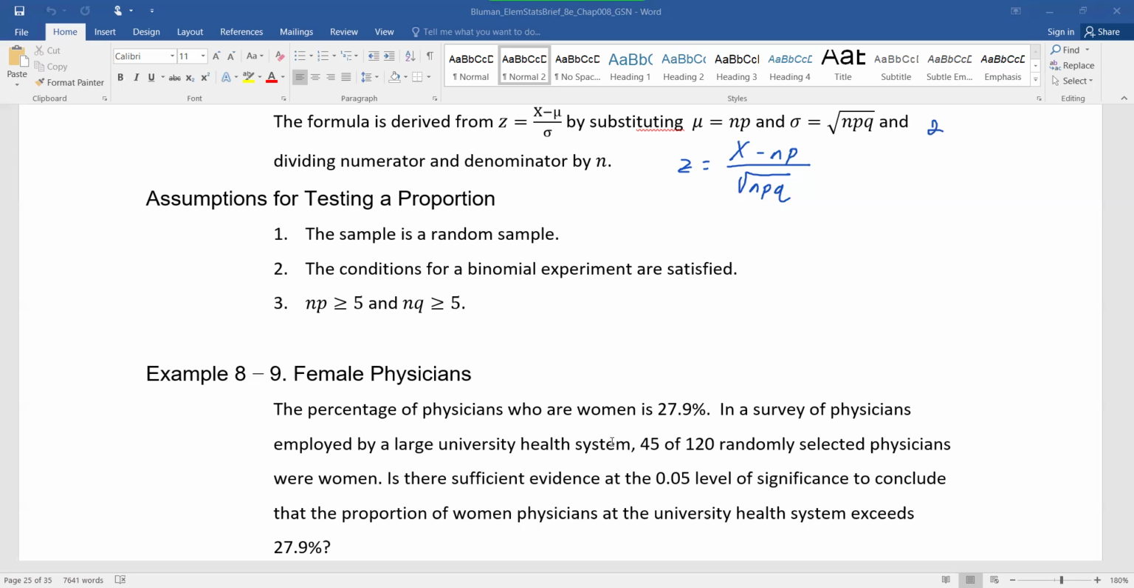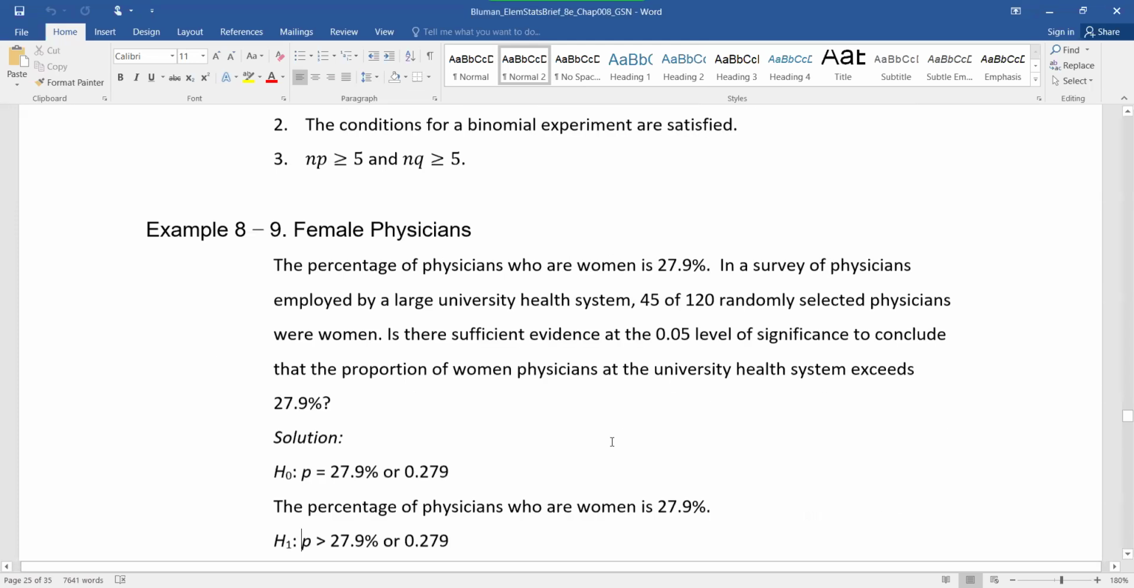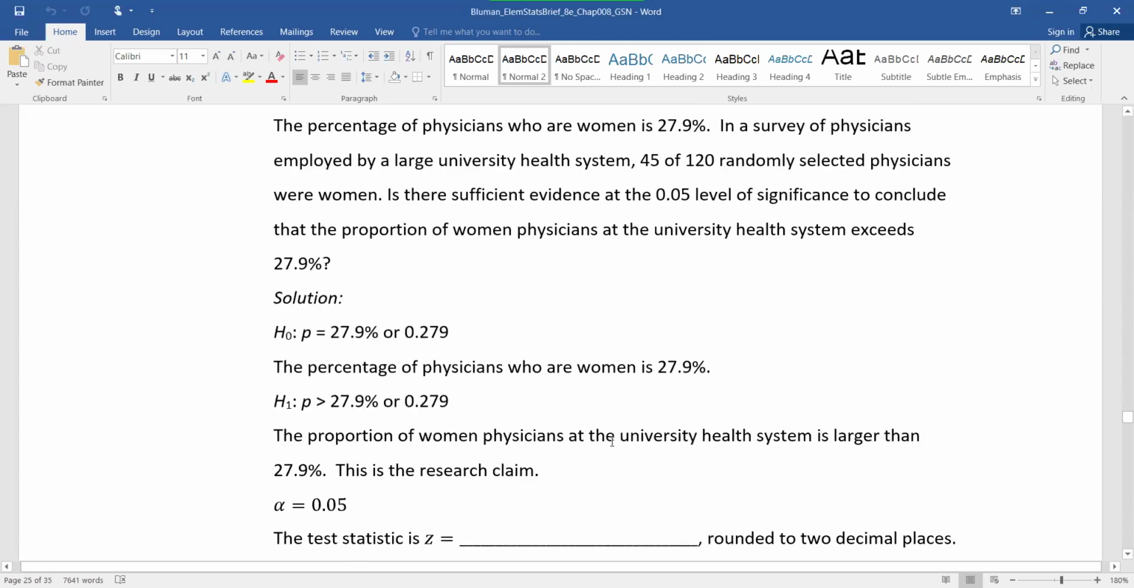All right, so let's get into the first example then. So this is talking about female physicians. It says the percentage of physicians who are women is 27.9% in a survey of physicians employed by a large university health system. 45 of 120 randomly selected physicians were women. Is there sufficient evidence at a 0.05 level of significance to conclude that the portion of women physicians at the university health system exceeds 27.9%?